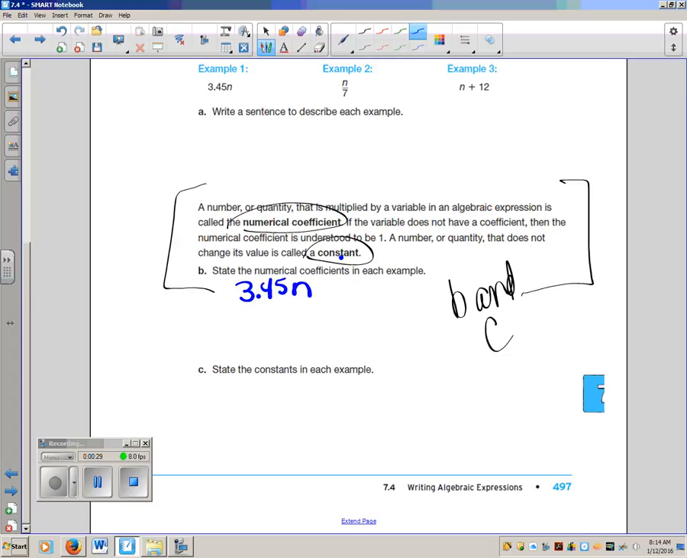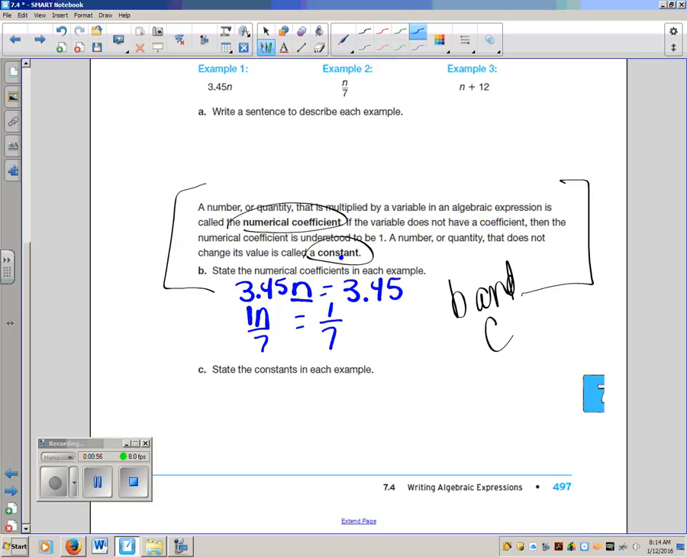On 3.45n, n is the variable, 3.45 is the numerical coefficient. N over 7. N is the variable. The number that goes next to n is 1. We just don't write it. So the numerical coefficient is 1/7.